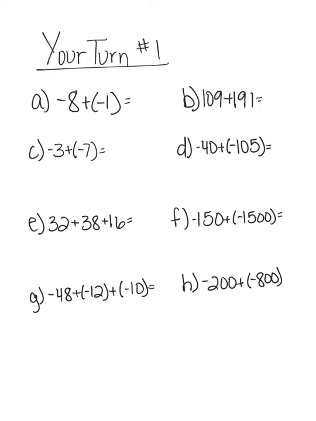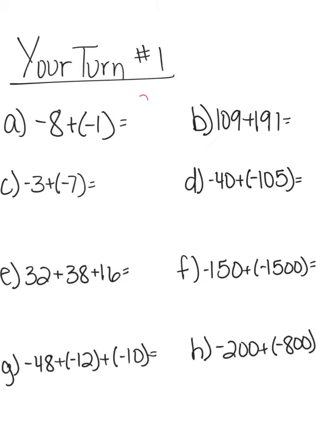Let's start with question A. We have -8 plus -1. We notice that we're adding 2 negative integers, therefore our sum will also be a negative, and we simply add the absolute values. So 8 plus 1 is 9.